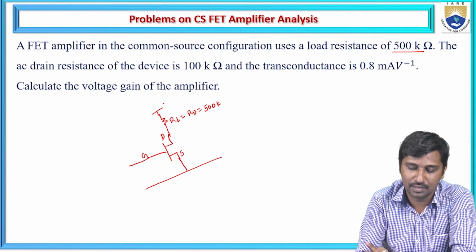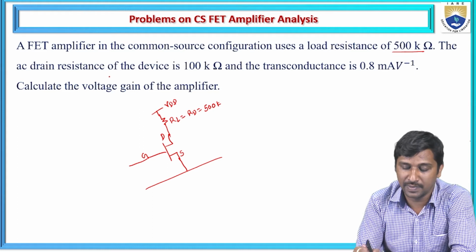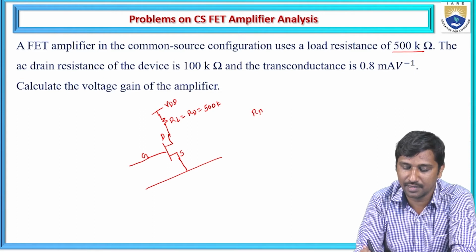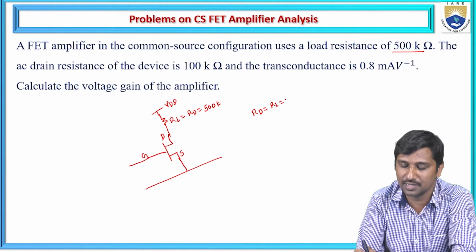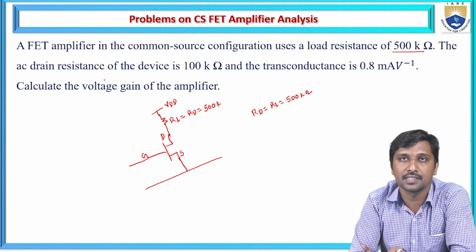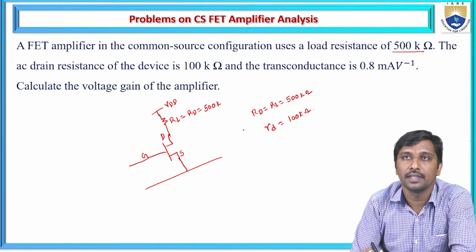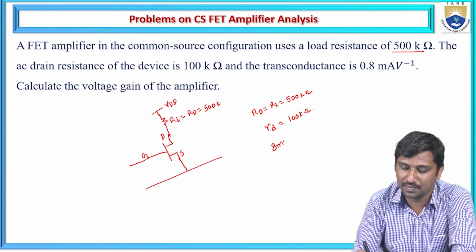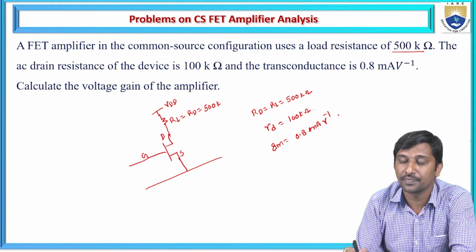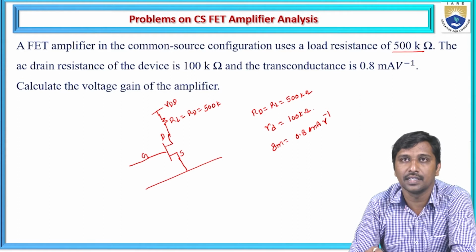It is biased with a biasing voltage, that is VDD. From these specifications, the external drain resistance, also represented as the load resistance, is 500 kilo ohms. And the AC drain resistance, that is the internal drain resistance, is represented as small rd, defined as 100 kilo ohms. Then the transconductance, gm, is 0.8 milliampere per volt. Then we need to calculate the voltage gain of the amplifier.